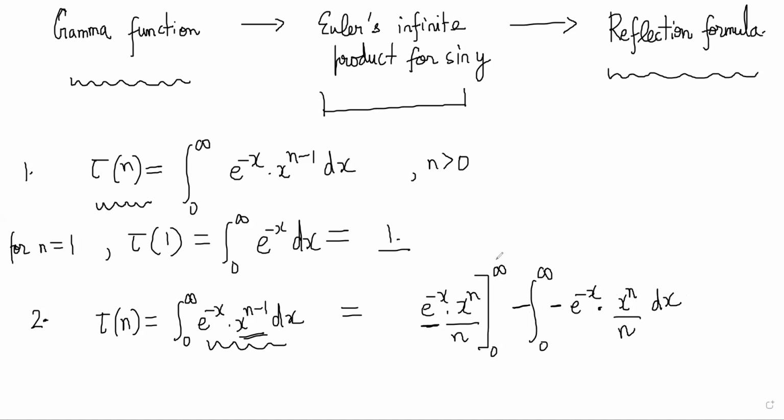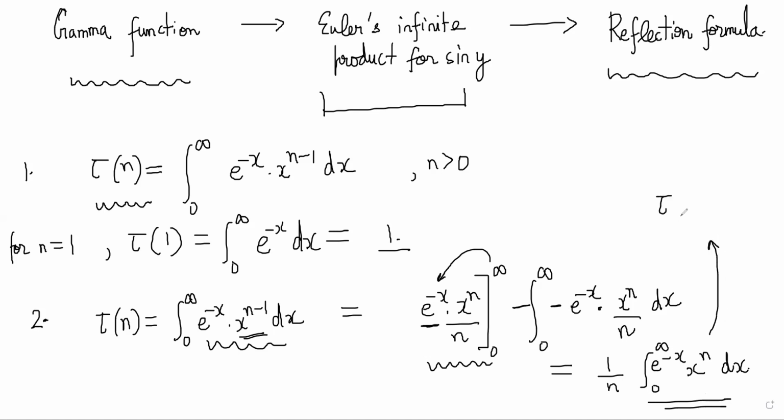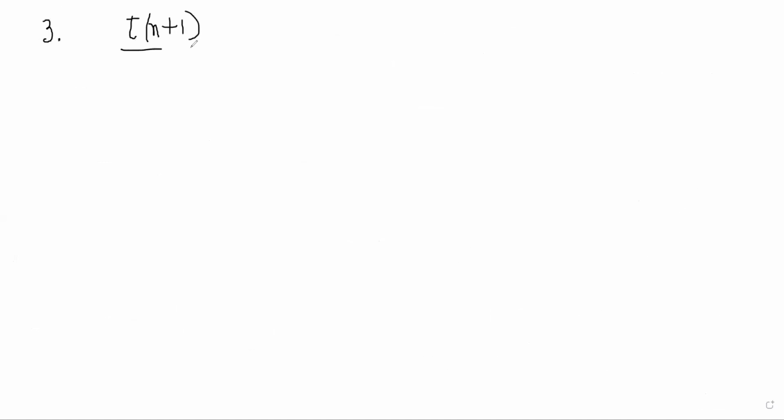What are we getting? When you put the limit infinity here, e to the power minus x vanishes. And when you put 0, x to the power n vanishes. So this whole part just disappears. And then finally you have plus 1 by n, the integral from 0 to infinity of e to the power minus x, x to the power n dx, right? If you think about it, that is Γ(n+1) times 1 by n. So that gives us a nice result. So the result is Γ(n+1) by n is equal to Γ(n). We just now proved it by integrating by parts the integral for Γ(n), right?